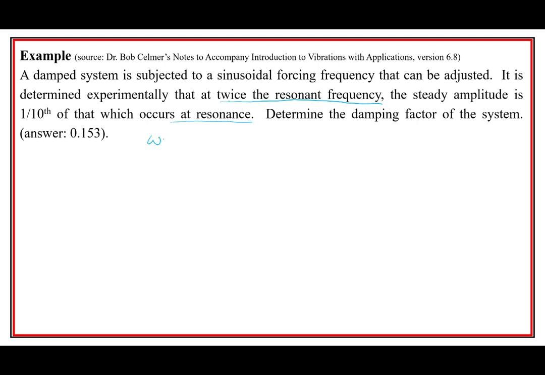So you say that when omega f, it is determined experimentally that at twice the resonant frequency, the steady amplitude is 1/10 that which occurs at resonance. So another way of saying that is that x2 is equal to 0.1 of x1. Here the response is going to be 1/10 of what happens at resonance. Another way of saying it is that R is equal to omega F over omega N, which is equal to 2.